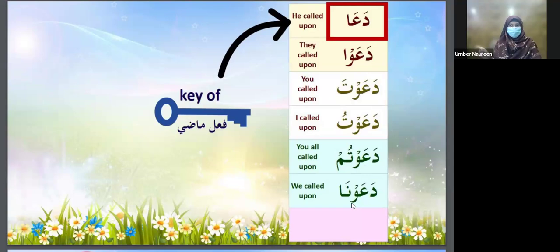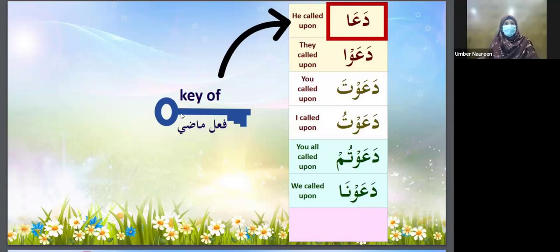Walaikum assalam. Da'a, he called upon. Da'aw, they called upon. Da'awta, you called upon. Da'awtu, I called upon. Da'awtum, you all called upon. Da'awna, we called upon.